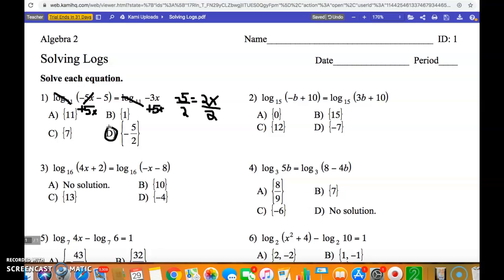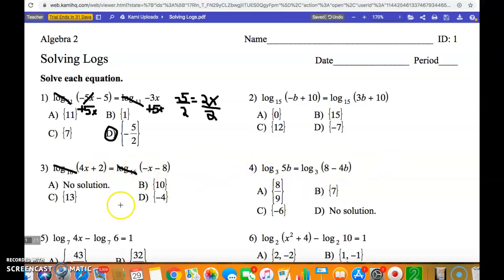So the key is if you have one single log on both sides, with the same bases, they will cancel. All right? So same thing down here, log base 16, log base 16. Cancel them. There's one on both sides, so you have a simple equation, and you solve that equation and find your solution.